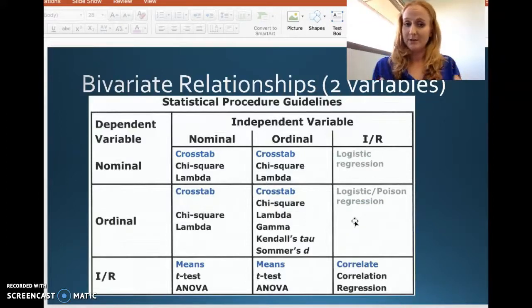So if I have a nominal dependent variable and a nominal independent variable, I can run a crosstab, I can run a chi-square, or I can run a lambda test. Now, if I have an interval ratio, that's IR, dependent variable, something that's a number, and I have a nominal independent variable, a category, I can run a t-test or I can run an ANOVA. So these are lots of different kinds of tests that can be run depending on how your data are organized. That's why it matters to really know what you have.